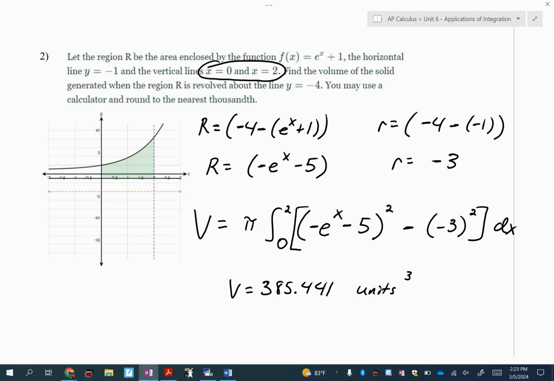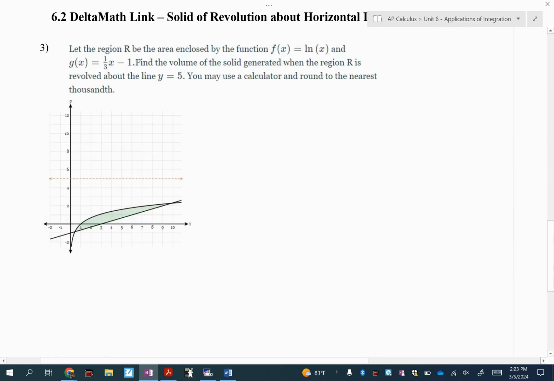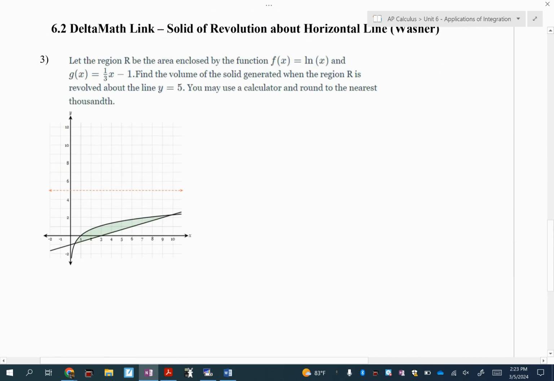Okay, let's do number 3. All right, so number 3, make sure you flip it over to number 3. Last one, and then you guys are going to try.